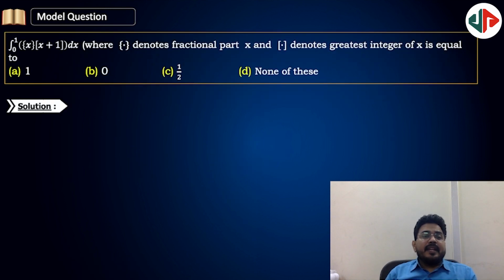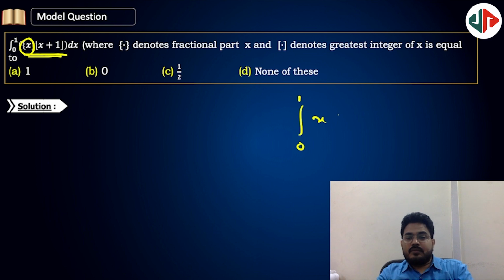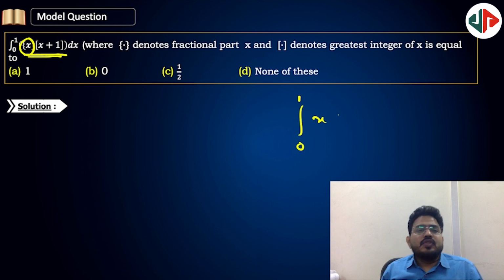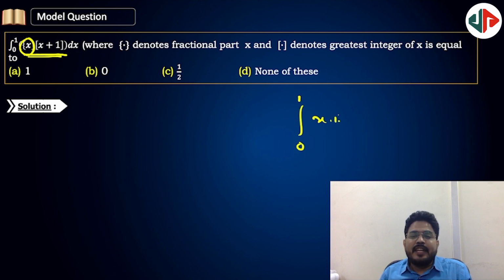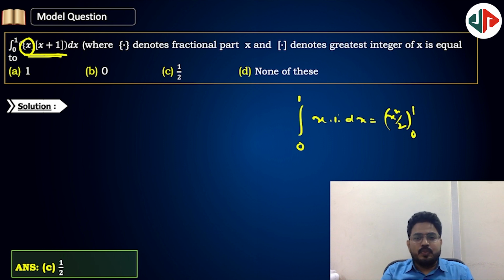Next one is integral 0 to 1 fractional part of x into step of x plus 1. So it is integral 0 to 1, fractional part of x is x only. Step of x plus 1 is 1 dx. So this value will be x square by 2 over the limit 0 to 1. So the answer is equal to 1 by 2.